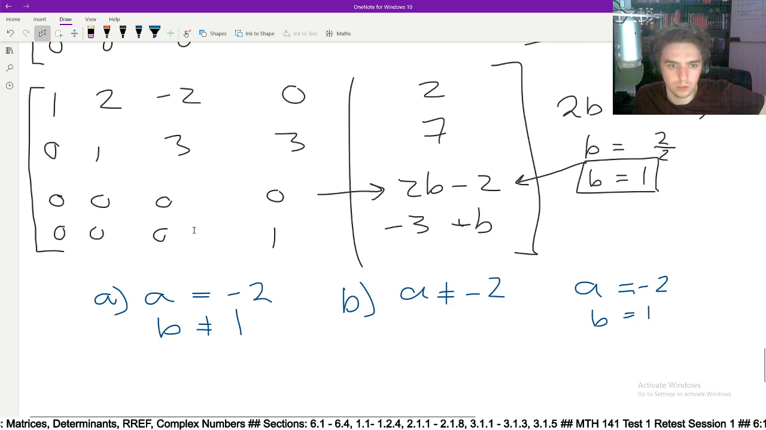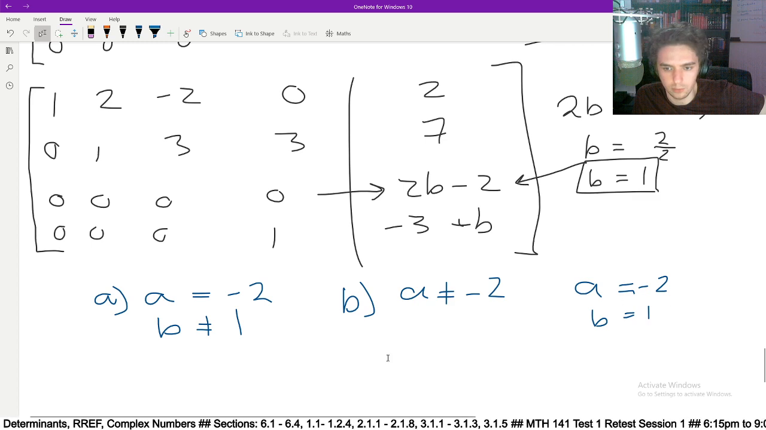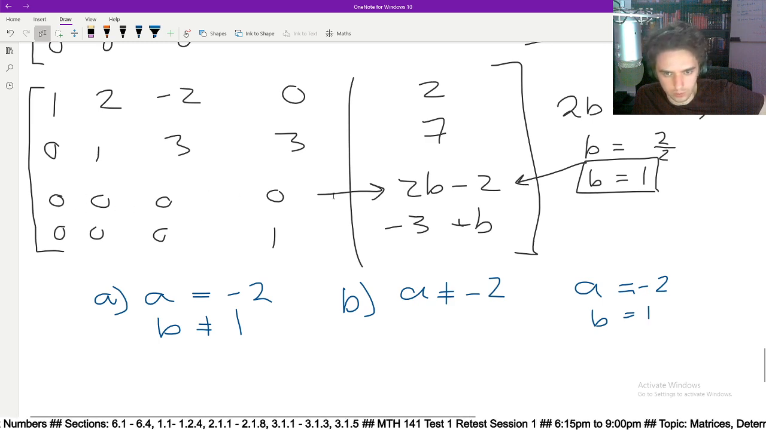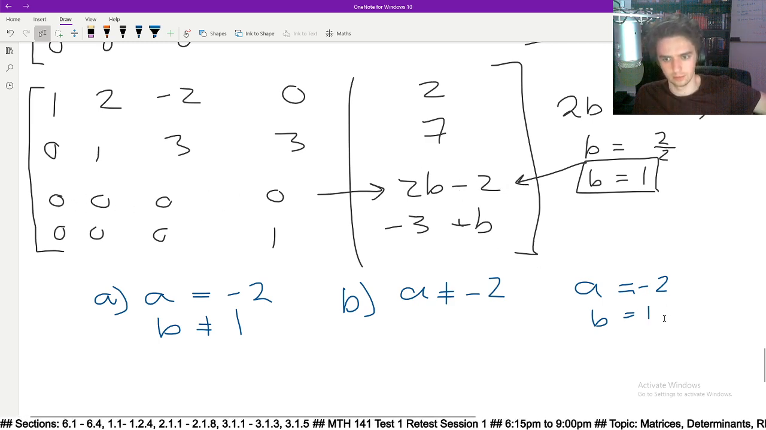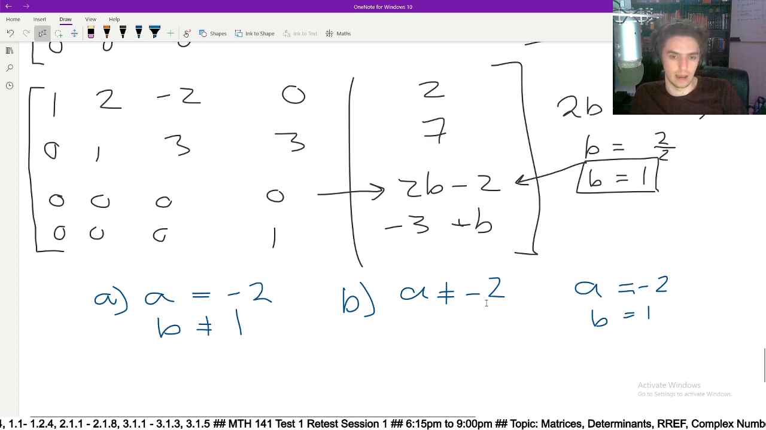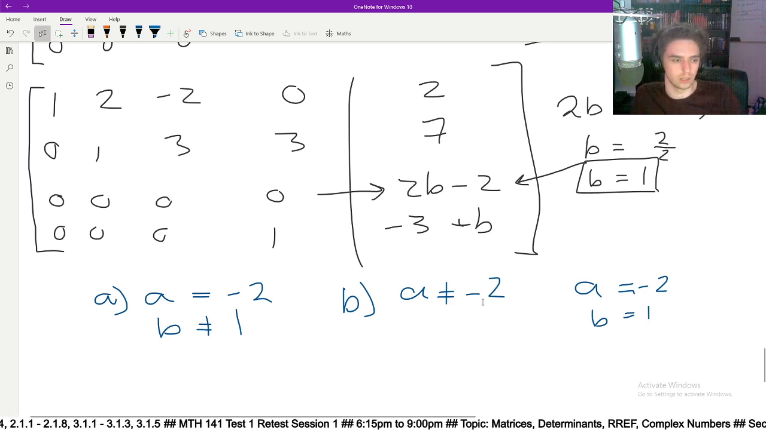And then B is one solution. Well, that's anything except A equals -2. Doesn't matter what B is. And then infinite solutions if this is a whole row of zeros completely, including the constant, which is A equals -2, B equals 1. That's when you have an infinite solution: when you have a whole row of zeros, including the constant.